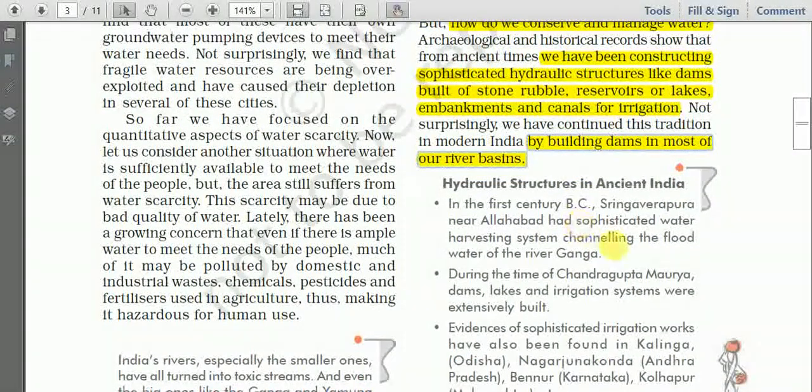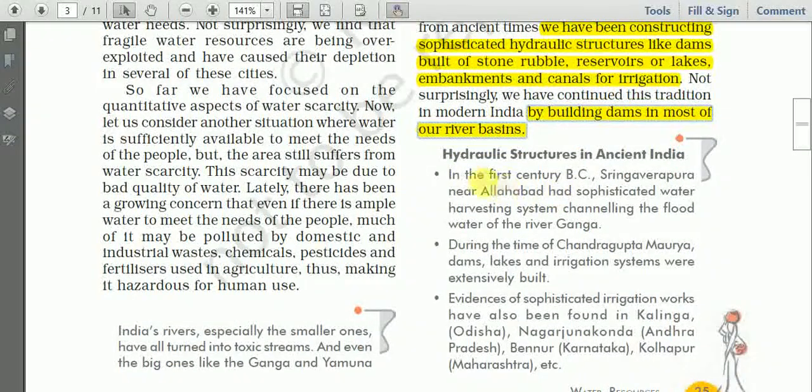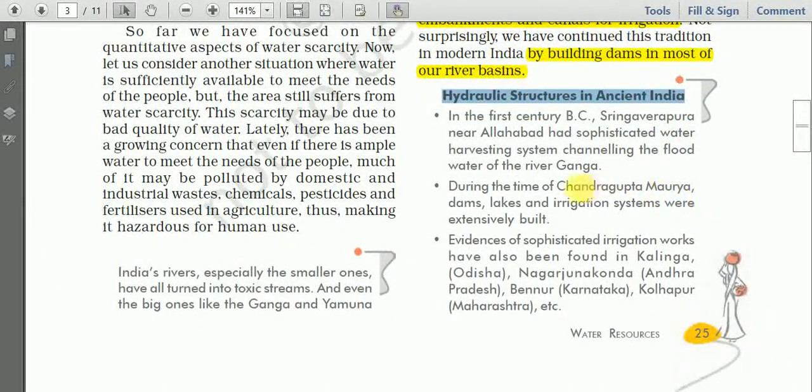How the ancient kings conserved and managed water is given here in this box, hydraulic structures in ancient India. So let us have a glance at this section. In the 1st century BC, Sringavarapura near Allahabad had a sophisticated water harvesting system channeling the flood water of river Ganga.